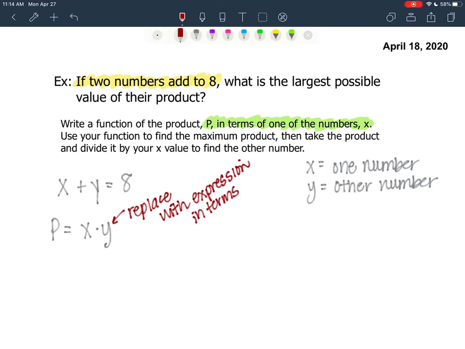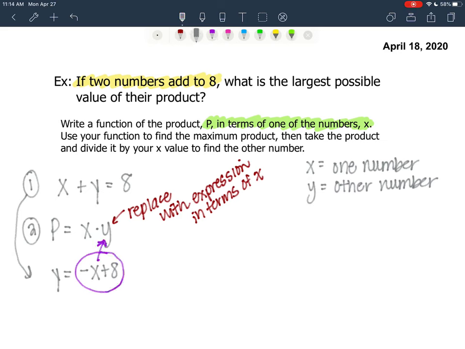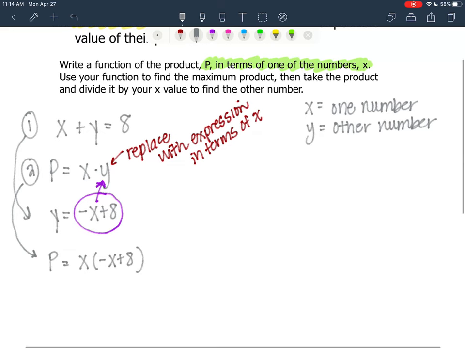Well, we're going to use that first equation to do that. So here's our first equation and here's our second equation. We're going to use our first equation to write y equals negative x plus 8. I subtract x from both sides, and now we're going to put negative x plus 8 in place of y. So our second equation becomes x times negative x plus 8, which is negative x squared plus 8x.